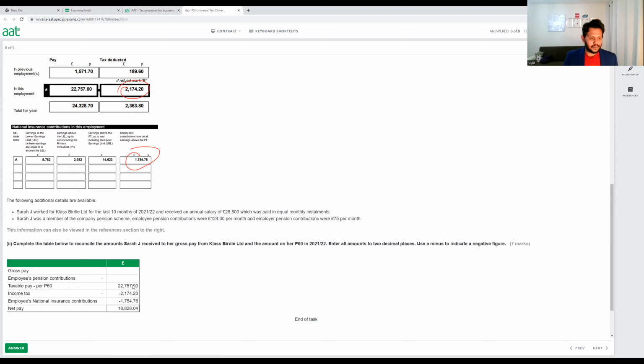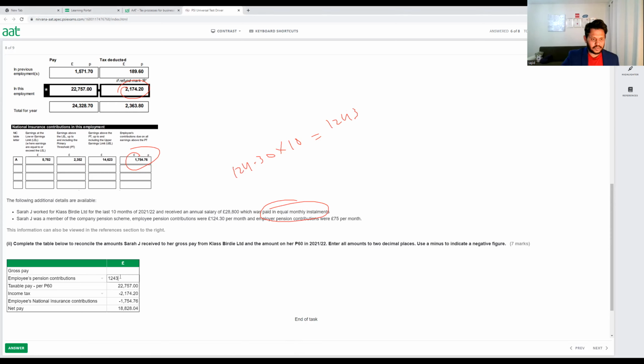Now, if you look at the employee pension contribution, how much is it? The question said it is 124.30 per month. So 124.30, and it says she worked for 10 months. So she worked for 10 months. So 124.30 times 10 gives me 1,243. This is the money that goes to the pension.